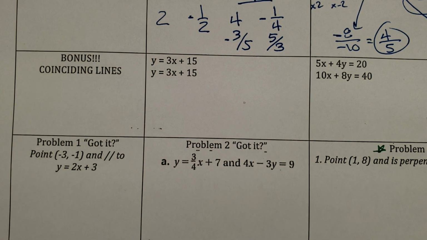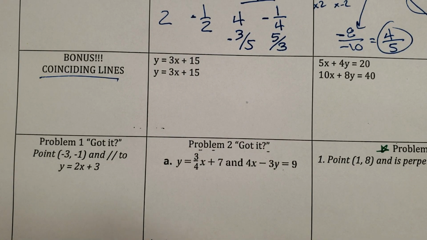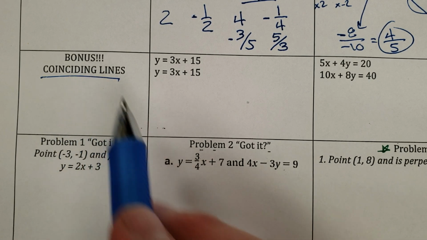All right, super short video here. So what happens when two lines overlap? That's what coincide, lines that coincide, coinciding lines. I'm not even sure if that was a word, but it is now.